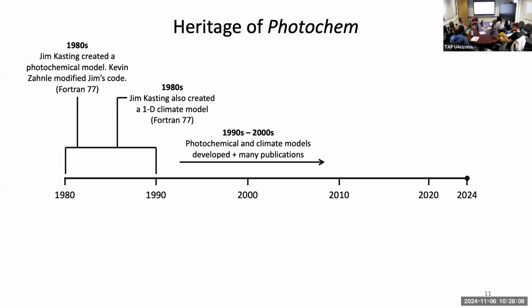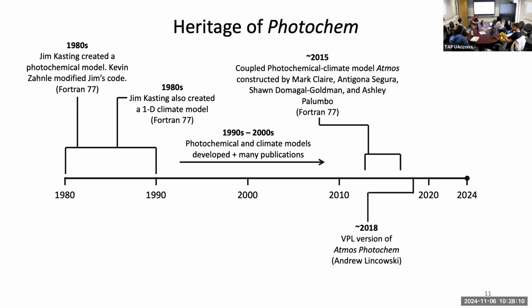Eventually, yes. I'm not sure. Going forward in the timeline, there was Mark Claire and other people. They put together Atmos, where they combined the 1D climate model and the photochemical model, and that version I've seen has molecular diffusion. So that means they have a version of just the photochemical code that has diffusion. Yeah, it's not a huge add to put it in, but it's something. Change the equations. Yeah.